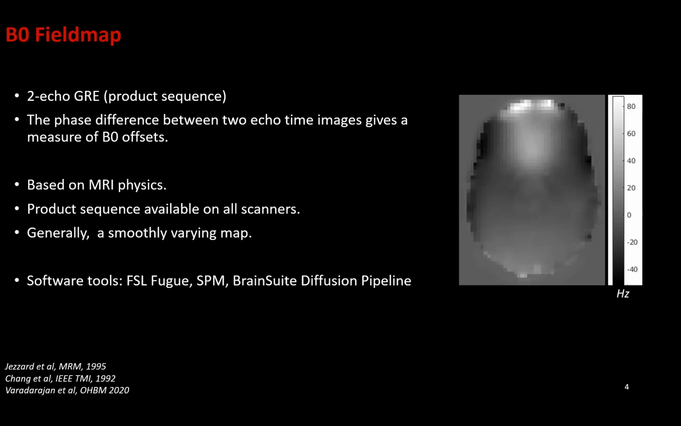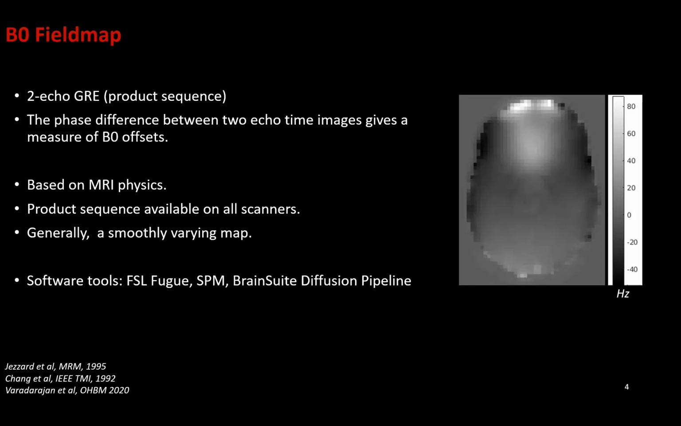So let's get started. First and foremost, the most standard technique is a B0 field map. You acquire two echo times, two echo gradient echo data, which is basically two different echo times, just a FLASH scan. And the phase difference between these two echo times gives you a measure of your B0 offset. Now this B0 offset is directly proportional to how much geometric distortion is in your data. From that, you can estimate how much shift is there in your data and eventually correct for it. We'll go to the correction later.